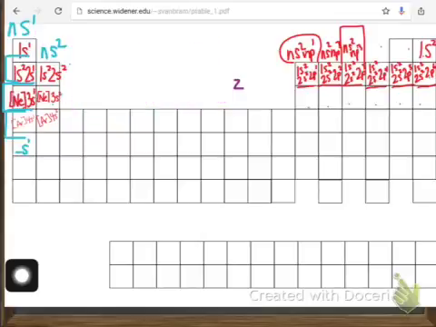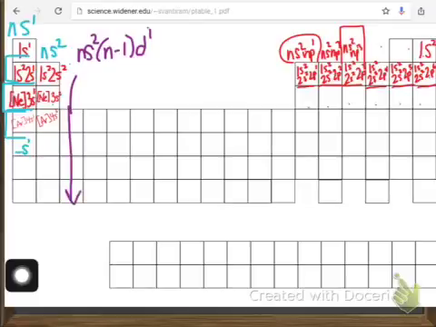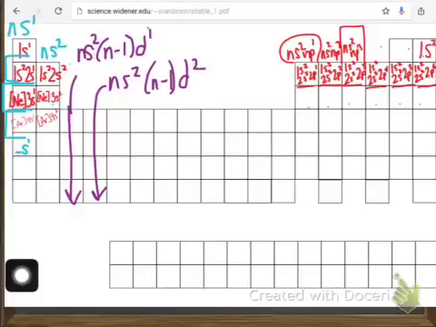So these, in general, finish with NS2, N minus 1, D1. Because remember that D level is always one level back. And so this entire group is going to have 1 electron in a D subshell. This entire group finishes with NS2, N minus 1, D2. And you see the pattern.